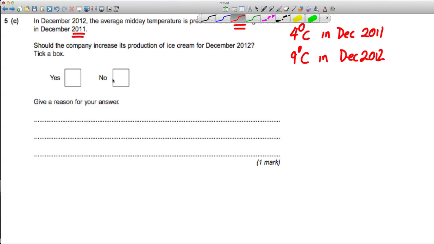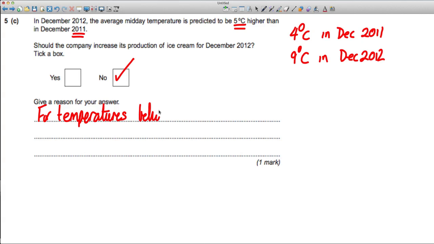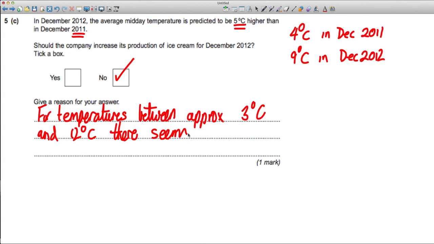So I could write no, and I could state for temperatures between approximately 3 degrees Celsius and 12 degrees Celsius, there seems no noticeable increase in sales. And I think that would be a fair comment to get you the 1 mark there.